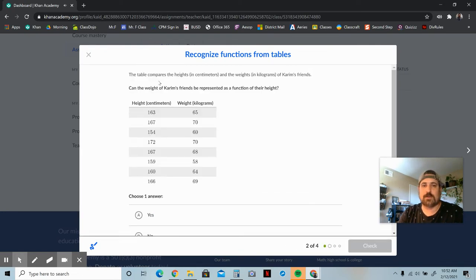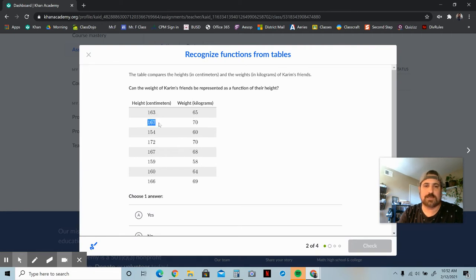It says here, the table compares the heights in centimeters and the weights in kilograms of Kareem's friends. Can the weight of Kareem's friends be represented as a function of their height? In other words, if we have weight as the dependent variable and height as the independent variable, will this be a function? The only way that would work is if every height had only one weight. So that means that everybody who's a specific height has a specific weight. So every time that you put the same height in, you get the expected weight out.